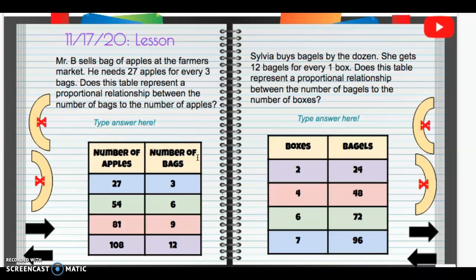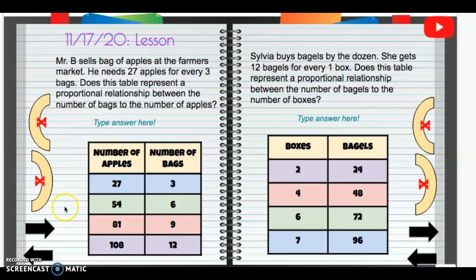is this table equivalent? So we have to figure out the pattern, and does the pattern go through the entire chart? And if so, then it's equivalent. If there's a break or the pattern stops or it's a different pattern, then no, it's not equivalent. So we had to figure out, okay, what did I do to 3 to get to 27?